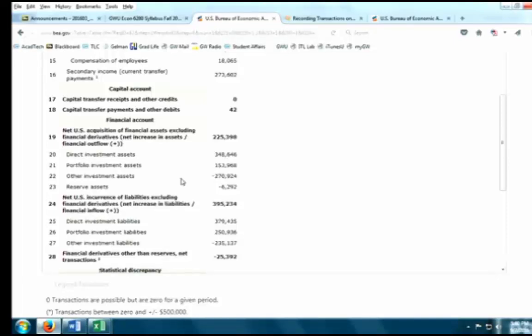in checking accounts and savings accounts by U.S. nationals abroad. And that gets incorporated there. And then reserve assets would be assets purchased or sold by the U.S. Central Bank, foreign currencies or foreign holdings of stocks or bonds abroad.